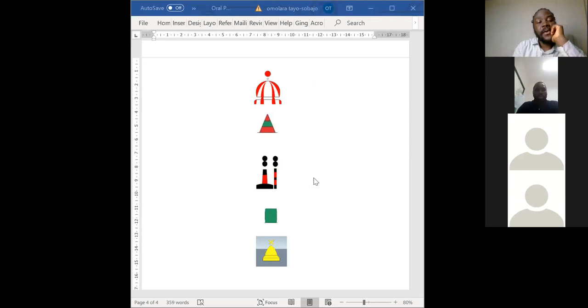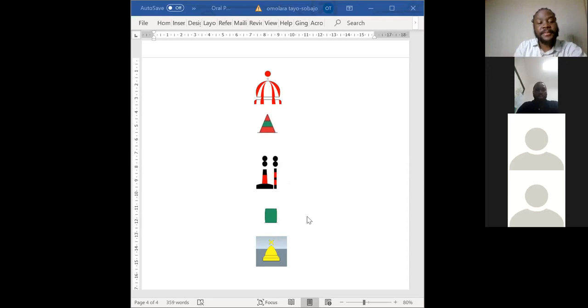Then the other one. Two top marks with two black balls is an isolated danger. It is used to indicate maybe a wreck or a danger somewhere. So where can you pass? Where can you pass in this one? Which side? I don't really know. I don't have an idea of where to pass.